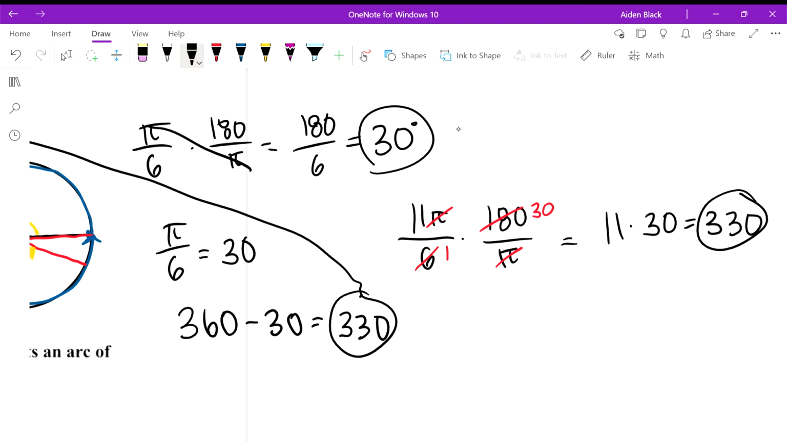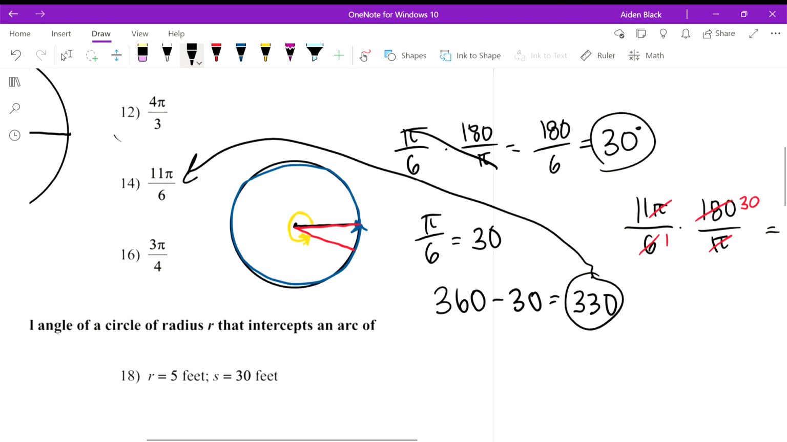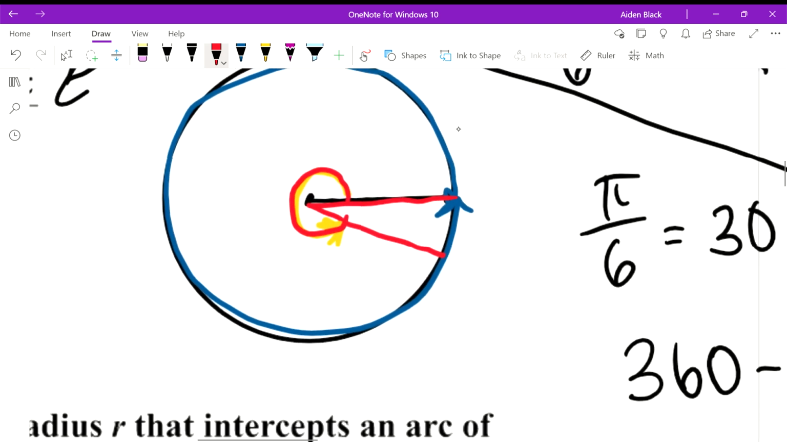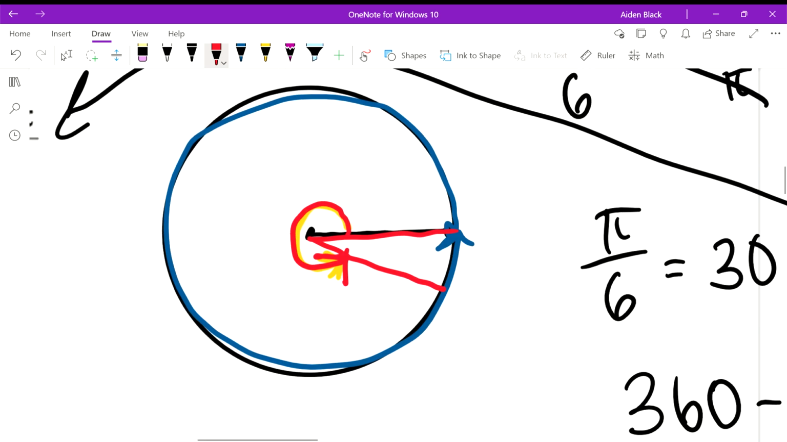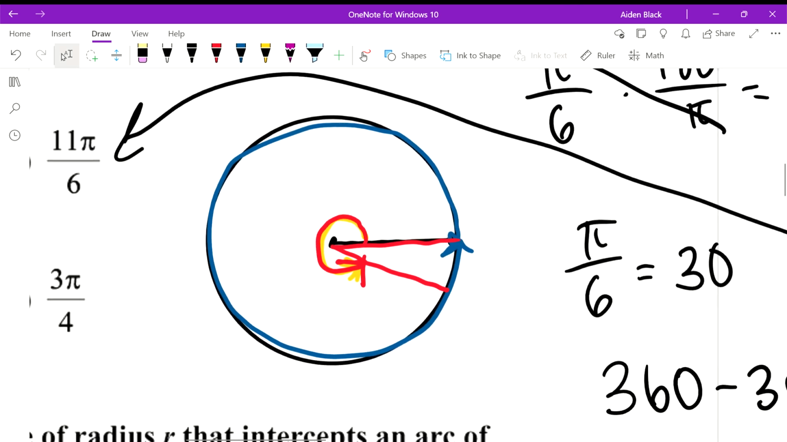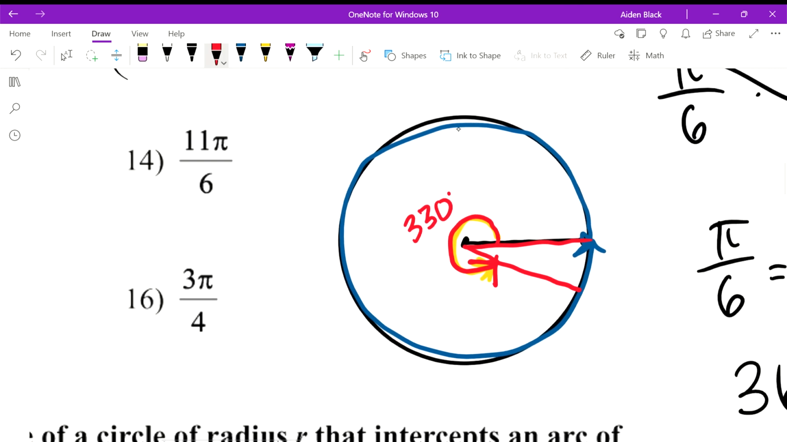So 11 pi sixths is 330 degrees. This angle here is 30 degrees less than 360 degrees. In other words, 330. And I want you guys to be able to look at this 11 pi 6 and say, well, that's not quite 2 pi or 12 pi 6. So it's going to be somewhere a little bit less than 360.